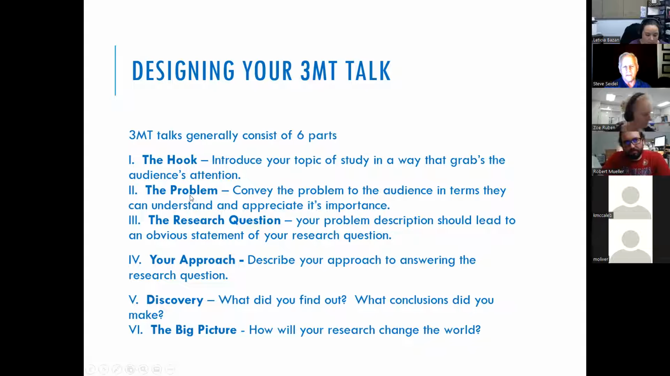Then there's kind of the problem. I would almost call this the foundation now. If I could change this, I would try to change the word, but where you're conveying the problem to the audience in terms they can understand and appreciate its importance. You want to kind of communicate where the whole idea came from, right? And it should be linked in some way to the field of study that you're studying. Okay, so where did this idea come from? Okay, tell them the story of that thing.